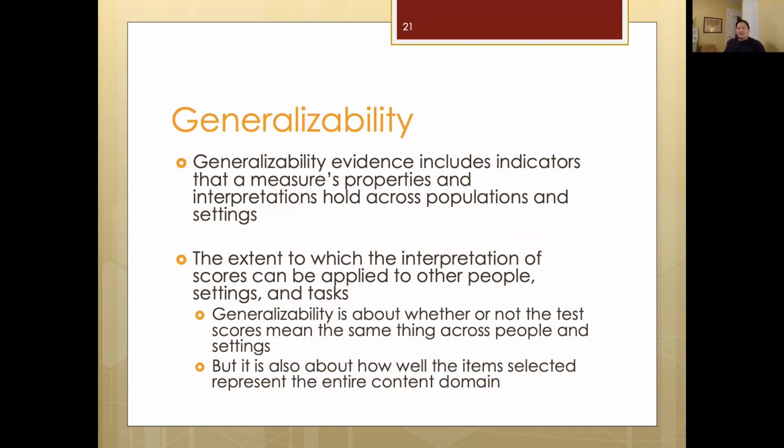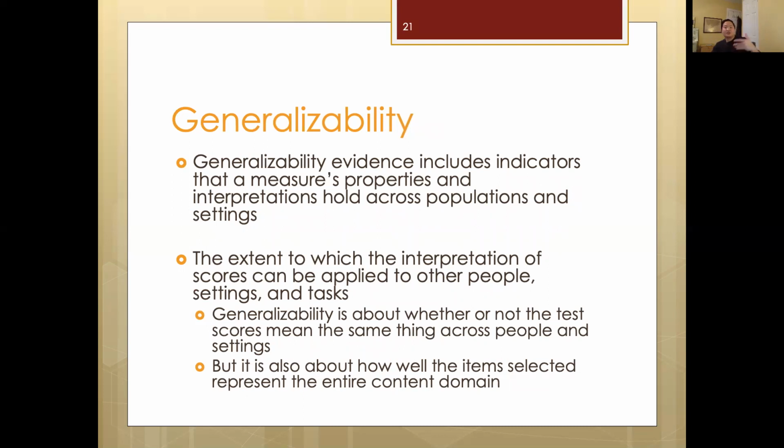Next, we have generalizability. And this is where it gets kind of confusing. This is what Cook and Campbell called external validity. It's the same thing, just called something different. And in fact, I kind of like this better. External validity for Cook and Campbell is generalizability. So Messick just calls it generalizability.